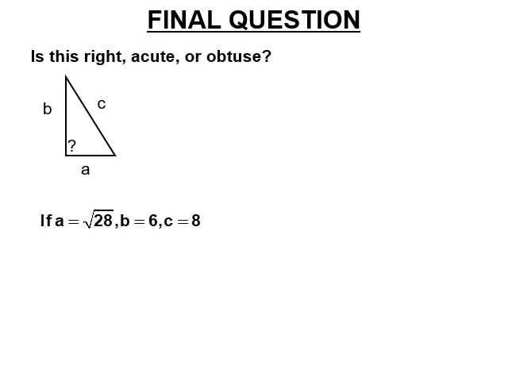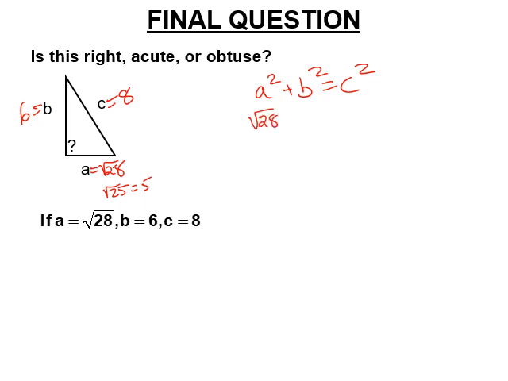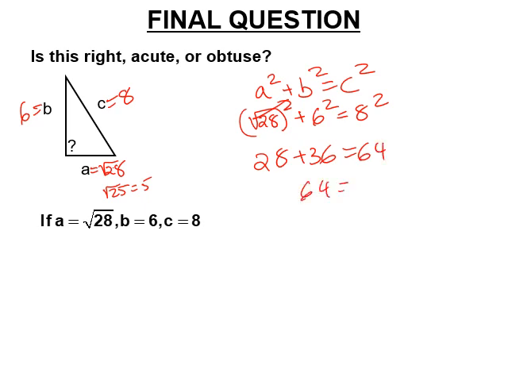But which of those is the biggest number? It's the 8. Right? The square root of 28, the square root of 25 is 5, so it's a little more than 5, right? 8 is the biggest number there. So when your parents learned the Pythagorean theorem, they did a squared plus b squared equals c squared. A and b were the legs for them. So we have square root of 28 squared plus 6 squared equals 8 squared. 28, this cancels out. 36 equals 64. 64 equals 64. This has to be a right triangle.